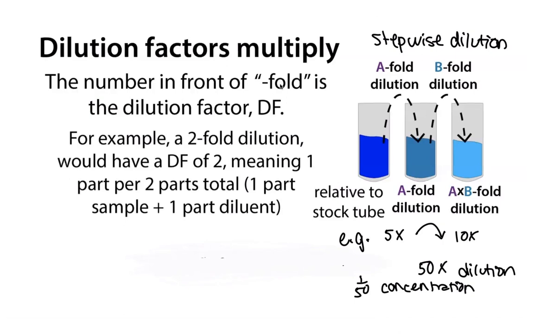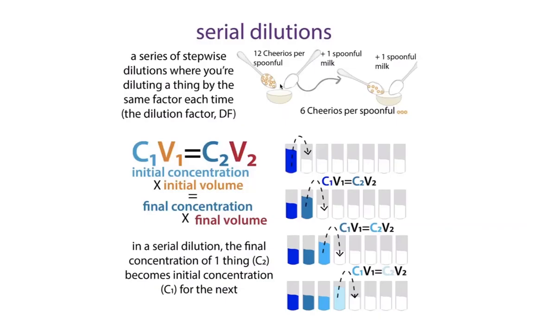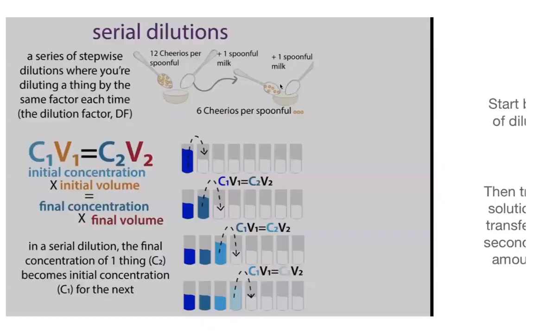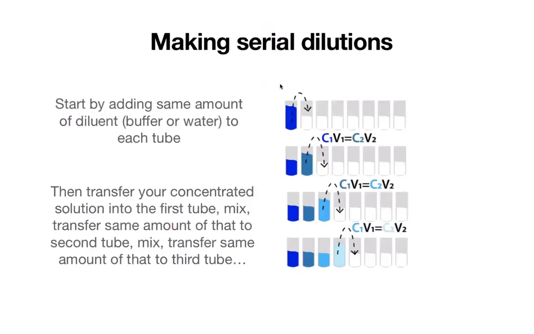And basically, in comparison, you've gone to 50x the volume. The same holds true for serial dilutions. So a serial dilution is a series of stepwise dilutions where we're diluting a thing by the same factor each time. So we have the same dilution factor, that same number before the X. So we might be doing a twofold dilution and then another twofold dilution and then another twofold dilution and then another twofold dilution. These are really helpful because they can allow us to cover a large range of space.